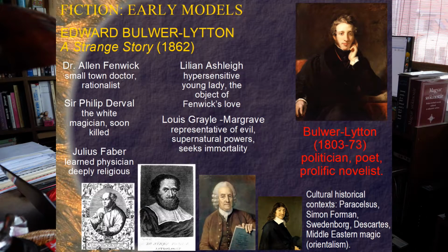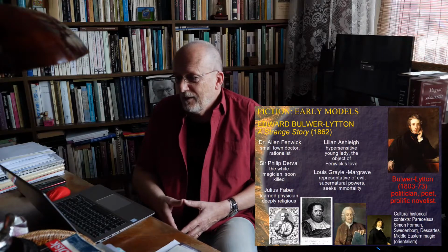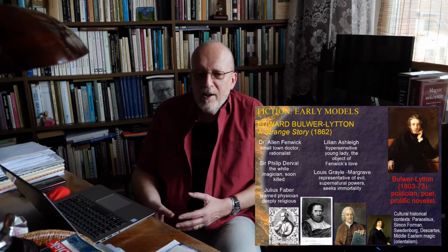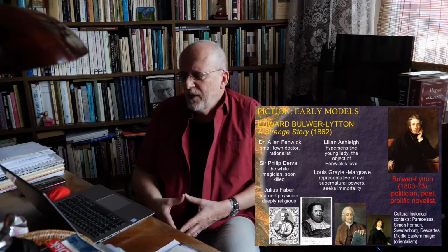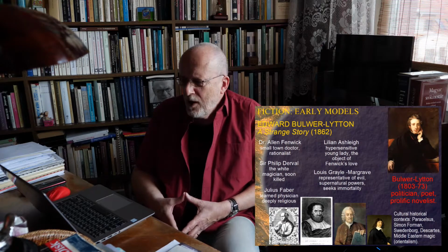There's also Lillian Ashley, who is a beautiful, hypersensitive young lady in the town, and Dr. Fenwick is courting her, and already their wedding is kind of arranged, and they want to get married, when all of a sudden Lillian gets under the influence of this Louis Grail Margrave, the wicked character, who previously murders Sir Philip Derval, who could be a good-intentioned opponent to him, and a kind of devilish fight unfolds in this little 19th century English town.